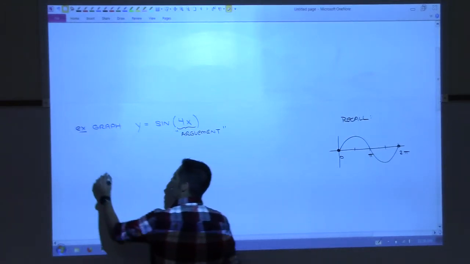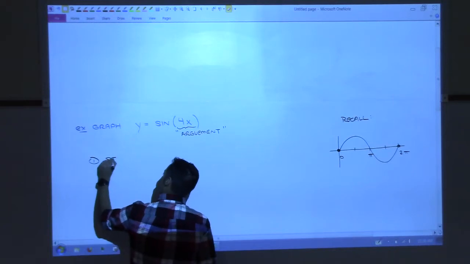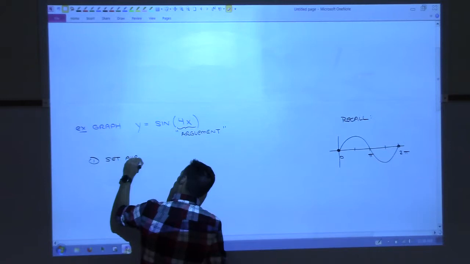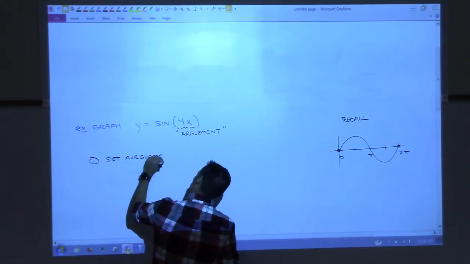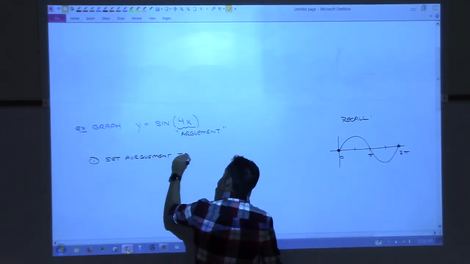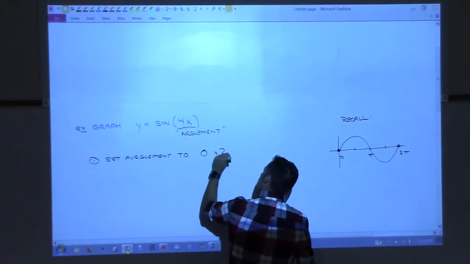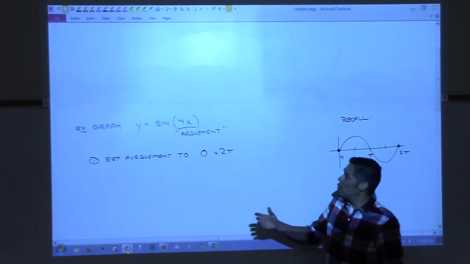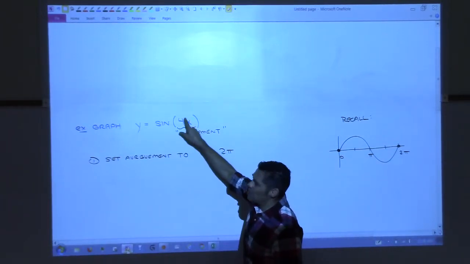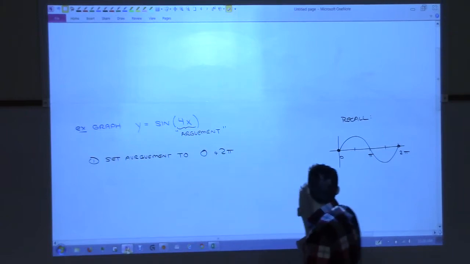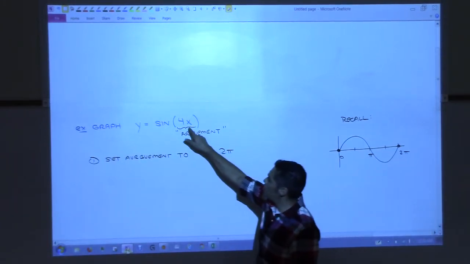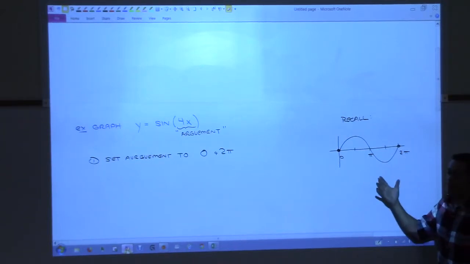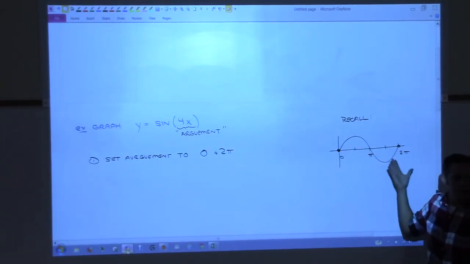So I'm going to, step 1, set the argument to 0 and 2 pi. Now, why am I setting it equal to 0 and 2 pi? Would you agree that when this is 0, I'm going to be here, and when this is 2 pi, I'm going to be here? So I need to figure out what will make that 0, what will make it 2 pi.